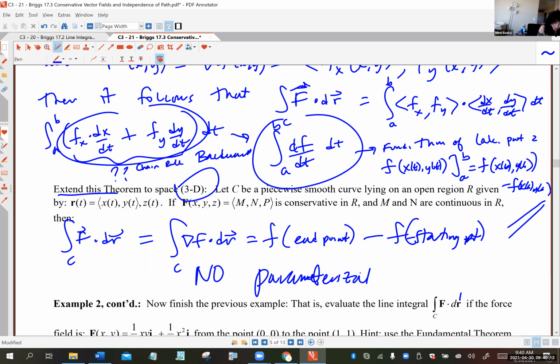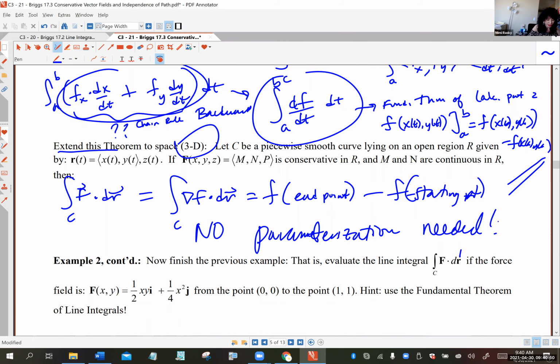So for those of you who have been kind of snoring when I parameterize curves, you're like, oh man, I hate this parameterization. The good news for you is if somebody gives you a vector line integral, and you can prove the vector field's conservative, you don't give a darn about the curve other than the starting and stopping points. That's it. Don't bother parameterizing it. Don't waste time. And if you do waste time, I will take away points. Because why waste time? I mean, do you like wasting time? I don't like it. So I don't even want to see it on your paper.